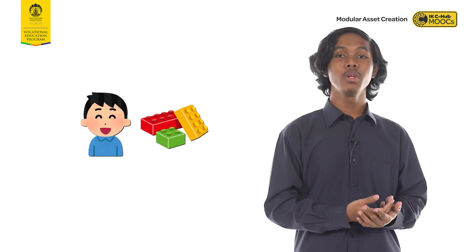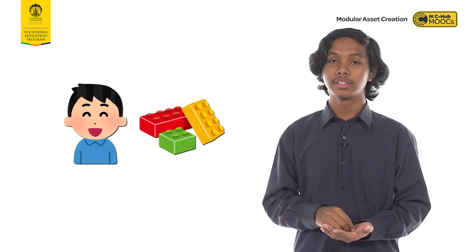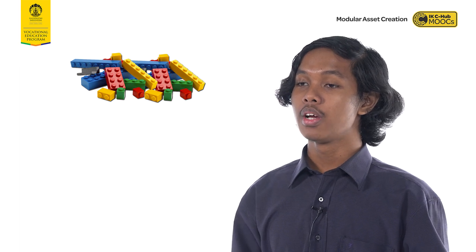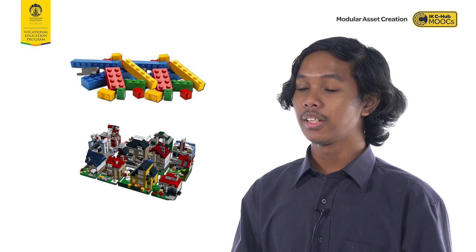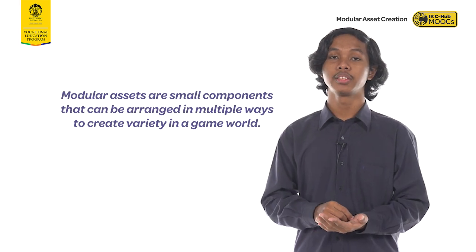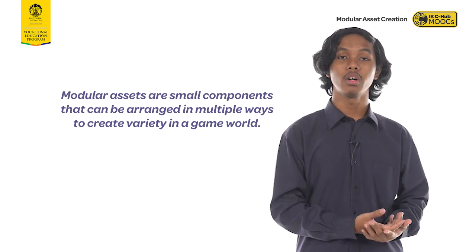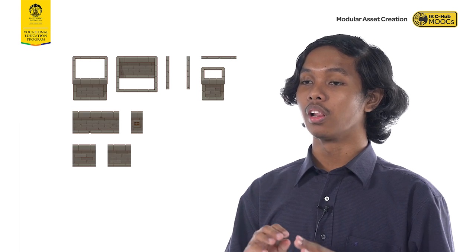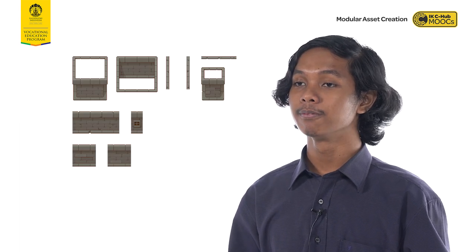Imagine you're building a major city using a set of toy bricks. Instead of creating every building, road, and tree from scratch, you have a collection of pre-made bricks that can be arranged in different ways to form houses, skyscrapers, parks, and streets. A modular asset is a small component that can be arranged in multiple ways to create variety in the game world. Instead of designing each level or object from scratch, developers create a set of modular pieces that can be used repeatedly to form larger, more complex scenes.